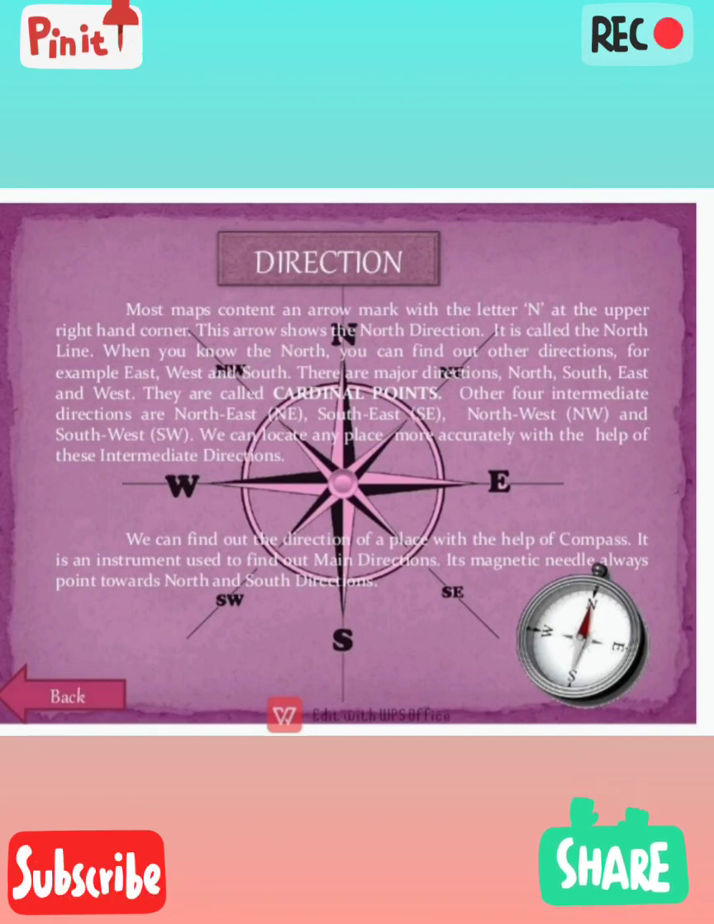We can find out the direction of a place with the help of a compass. It is an instrument that is used to find out the main directions. Its magnetic needle always points in the north and south direction.